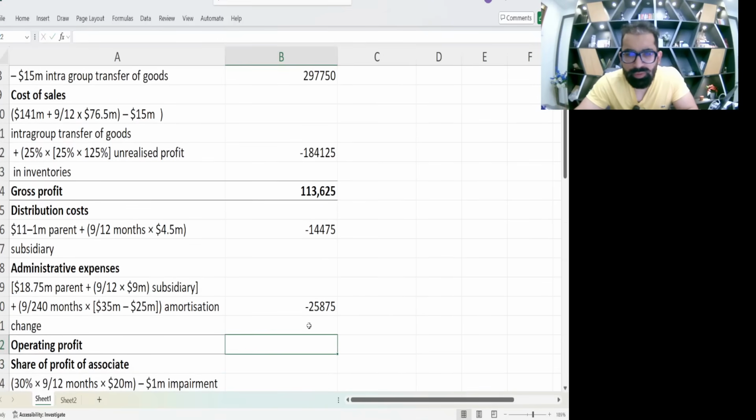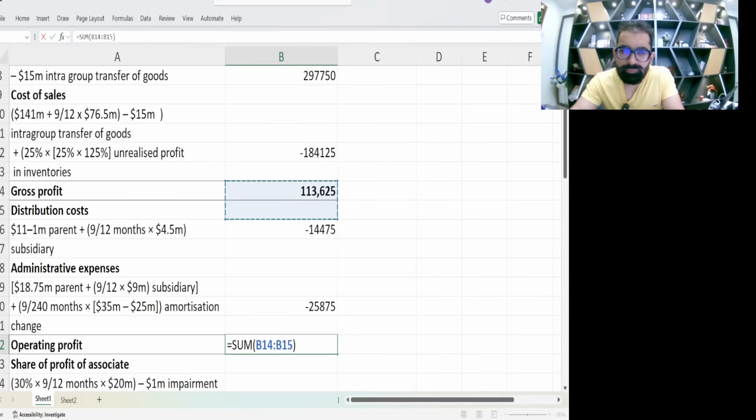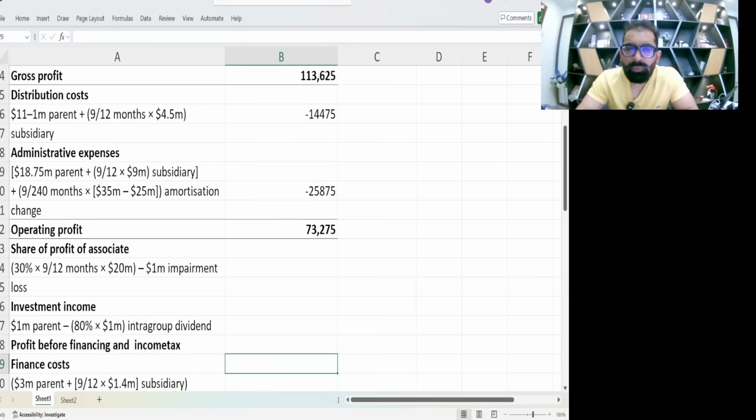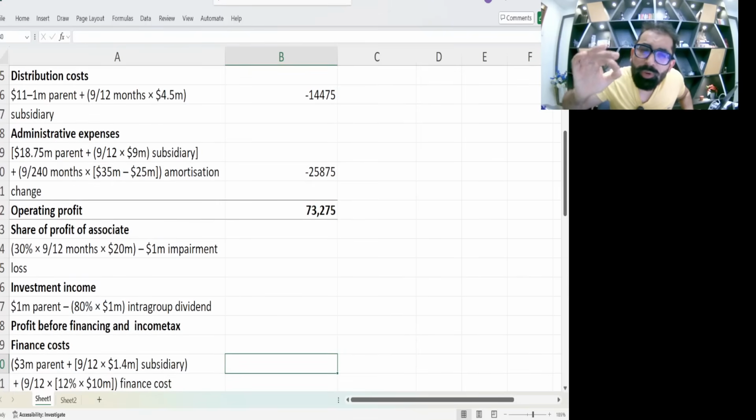Then a new number according to IFRS 18. Now operating profits. See this subtotal. You have done final account. This is operating profit. My dear student, now you know that after operating profit, there is a section of investment. Now I'm doing the investment section.